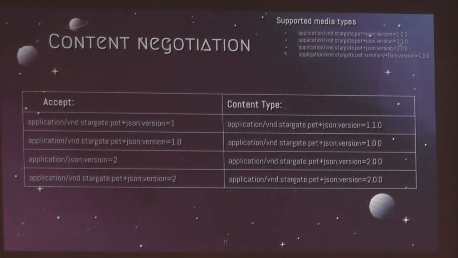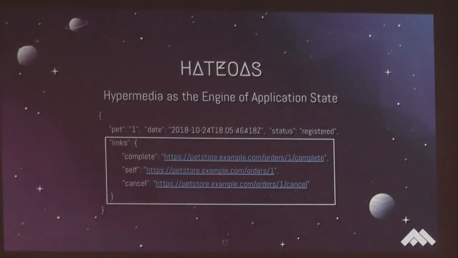So, well, here we have more of the same. If you ask for version 2, it will be the last of version 2. If you ask for version 1 in this example, you'll see that it's version 1.1. Okay. So, HATEOAS.